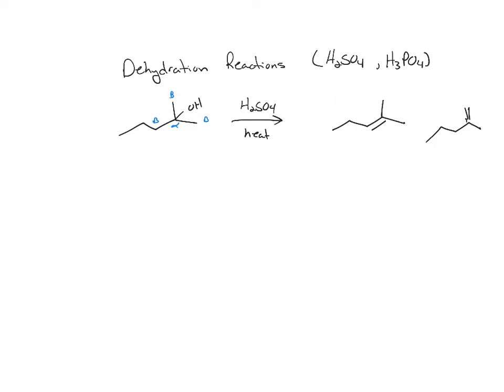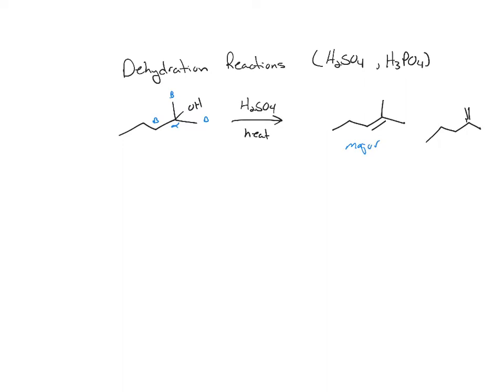From what you know from beta elimination reactions, which one of these is the major product? The one on the left, using Zaitsev's rule. So these will follow Zaitsev's rule. So this is actually the major product, okay?